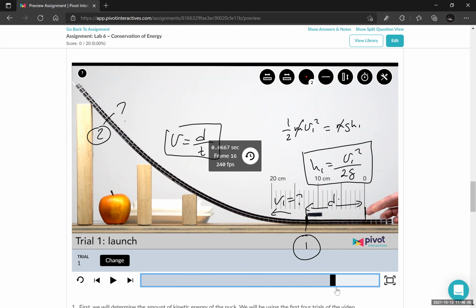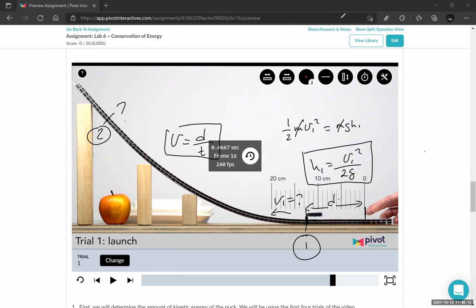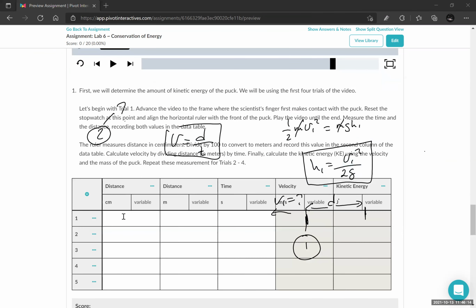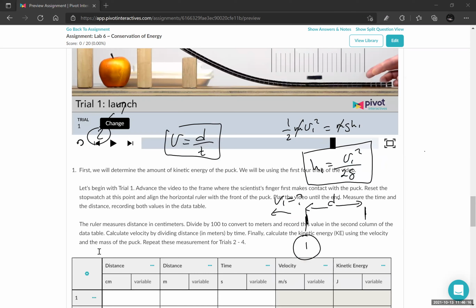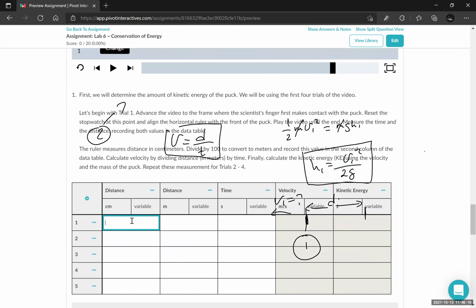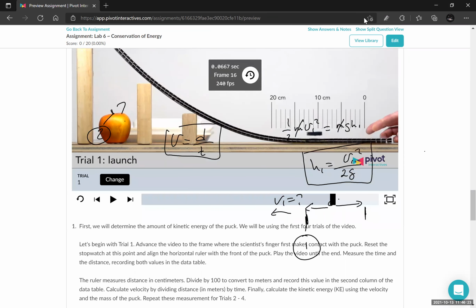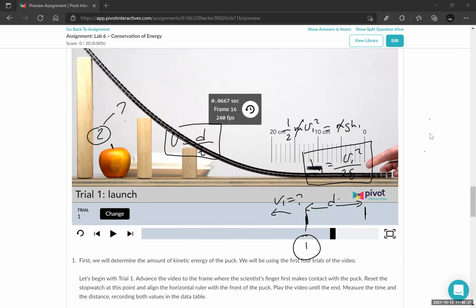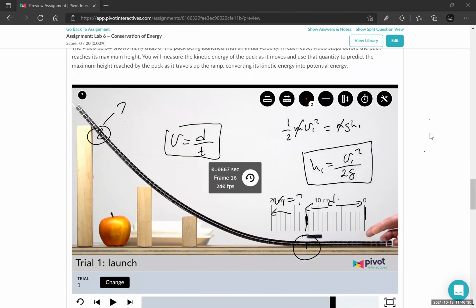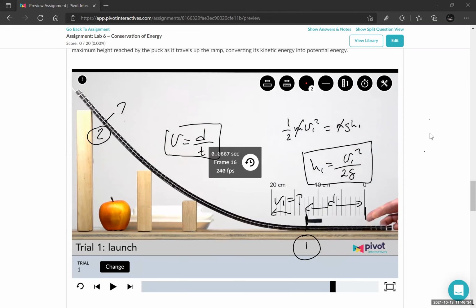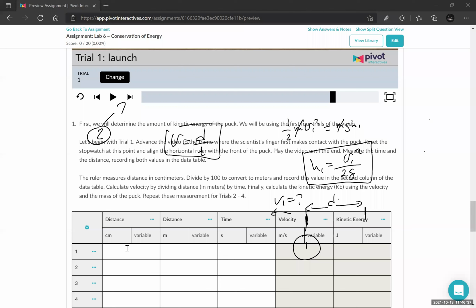But everything will be done technically inside your data table, because if we scroll down here, you will see that there's a table where you can see this was trial 1. So for trial 1, the distance that we chose was, let's see, what was it? Okay, the distance that we chose was roughly 13 centimeters. So we can say that this is 13 centimeters.